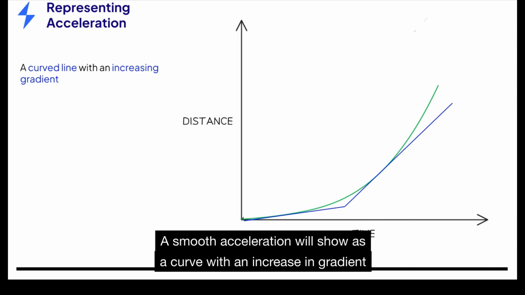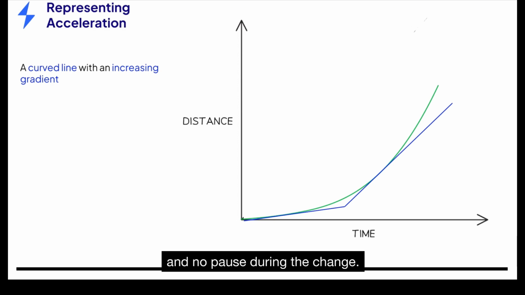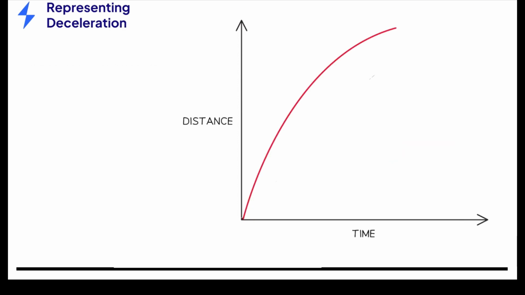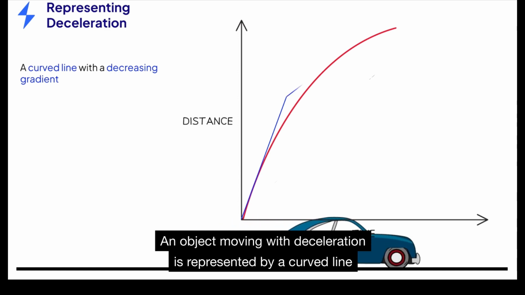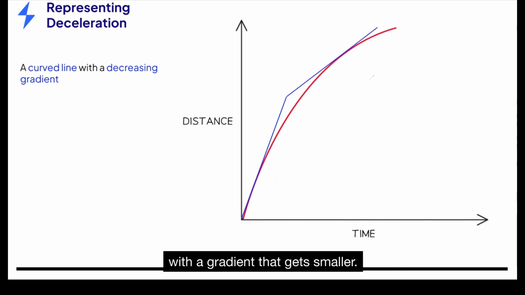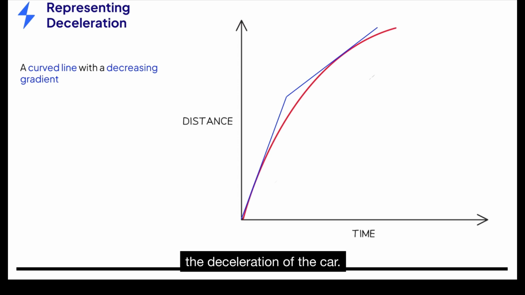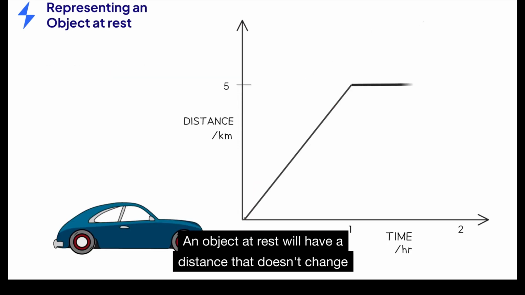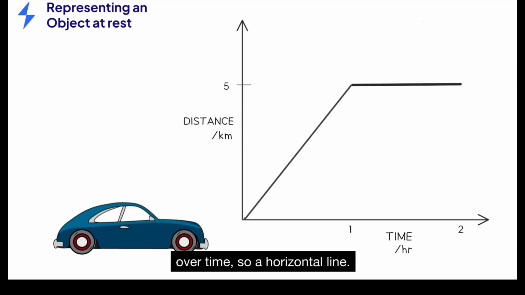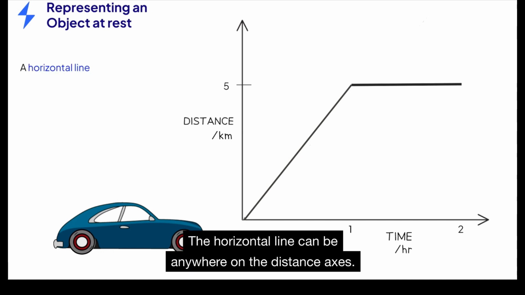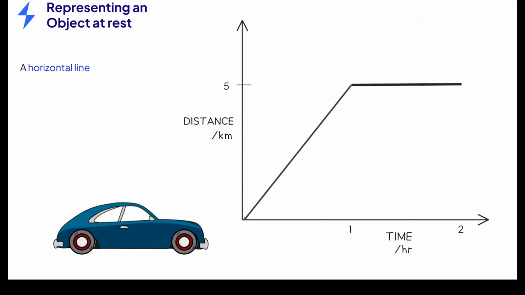A smooth acceleration will show as a curve with an increasing gradient and no pause during the change. An object moving with deceleration is represented by a curved line with a gradient that gets smaller. This graph is split into two sections also, to show more clearly the deceleration of the car. An object at rest will have a distance that doesn't change over time, so a horizontal line. The horizontal line can be anywhere on the distance axis.